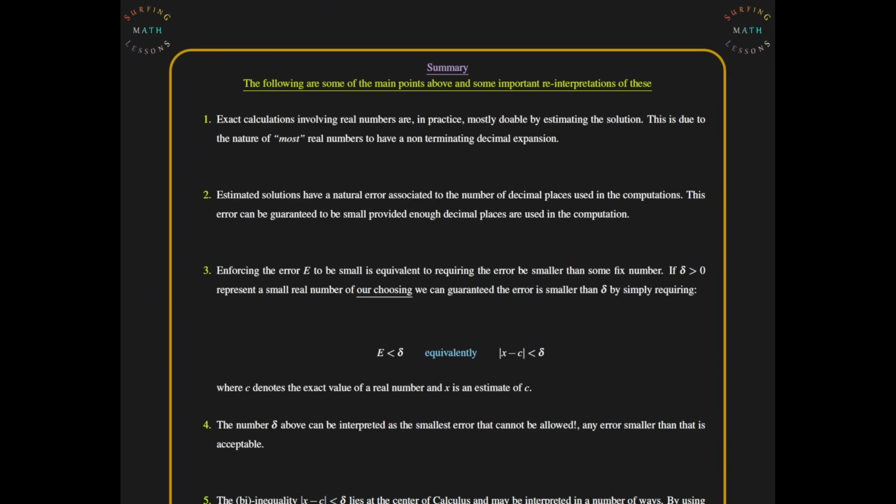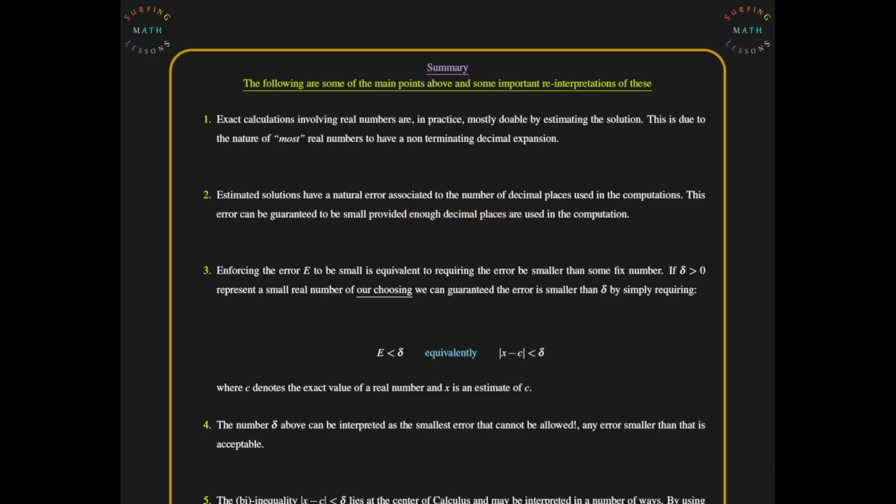The first is that exact calculations involving real numbers are in practice quite rare. This is due to the nature of most real numbers to have a non-terminating decimal expansion. The second is that estimates have a natural error associated to the number of decimal places used in a computation. This error can be guaranteed to be small provided enough decimal places are used.